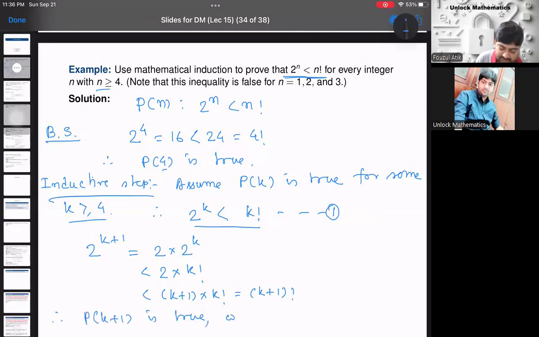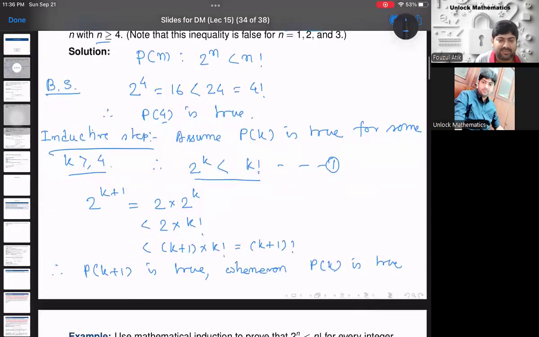Whenever your Pk is true, because you have proved it using Pk, so your Pk implies Pk plus 1. Hence, by the principle of mathematical induction, we have Pn is true for all integers. Because your base case is from 4 onwards, for all integers n greater than or equal to 4, our proof is done. Right?